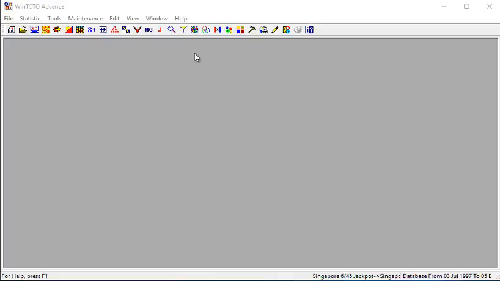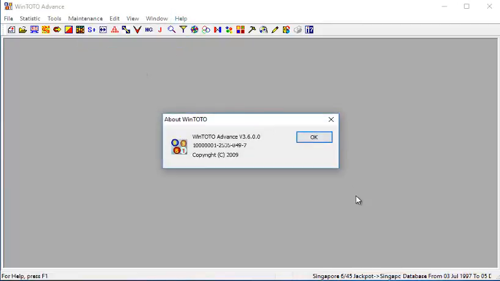Okay, before we start, however long you have had WinToto Advanced software, do click on Help, Check About WinToto Advanced. Please take a look at what version you are on right now. Very important. If you happen to check and you realize that your version number is below 3.6, that simply means that you're using an older version and not the latest version. Anything that is not 3.6.